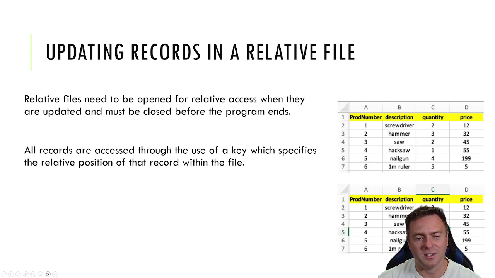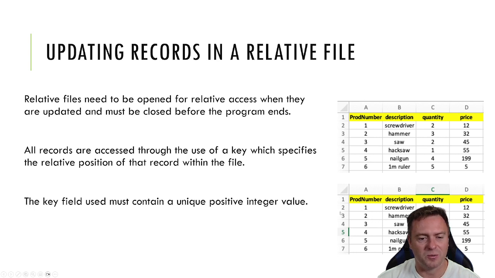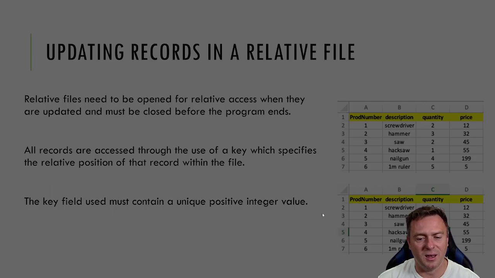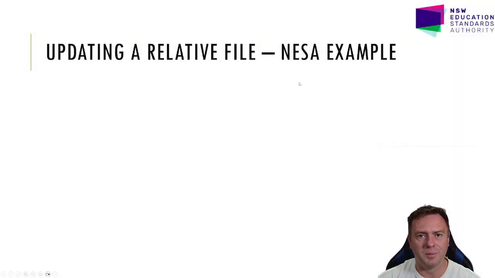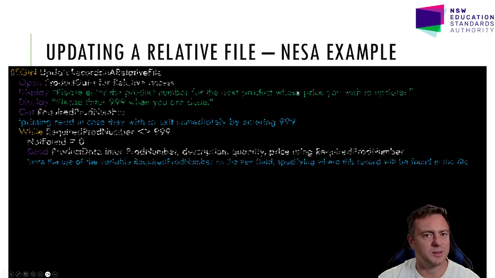All records are accessed through the use of a key, which is what this front start bit is again, which specifies the relative position of the record within the file. The key field must contain a unique positive integer value. So updating a relative file is the next example.